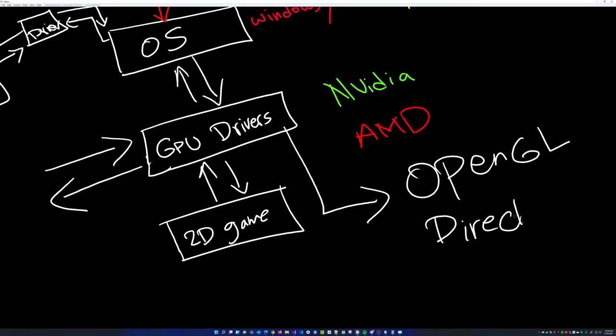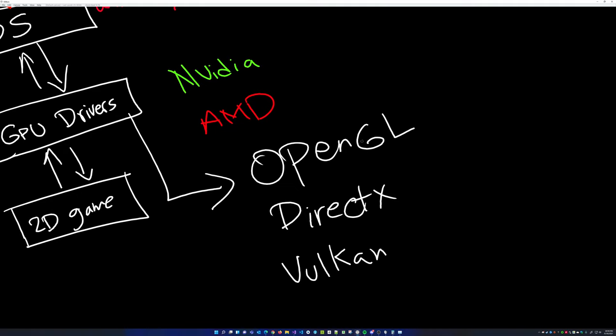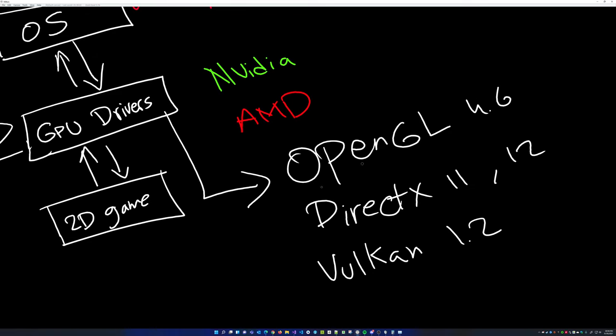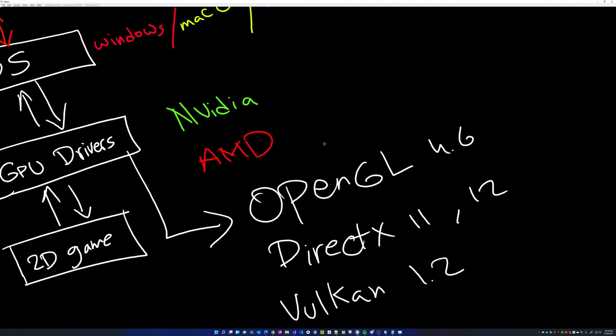DirectX support, Vulkan support, right? Those are graphic APIs. So OpenGL, you have OpenGL 4.6, DirectX 11 or 12, Vulkan, I think we're at 1.2, Vulkan 1.2. Right? These are all low-level graphic APIs. So you might wonder and ask, what's a graphic API?